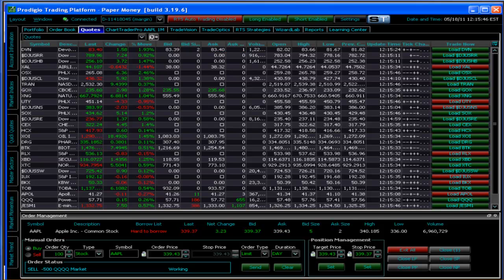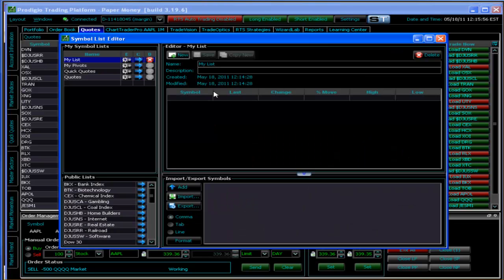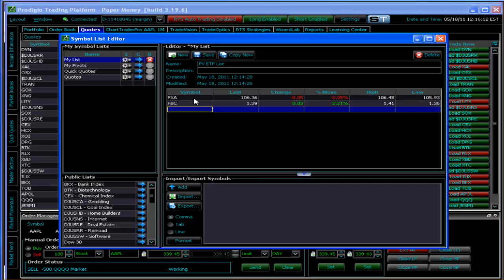Okay, here we go. I thought that's what I was looking for actually. FXA, FXB, etc., etc. Yeah, thanks guys, I appreciate that. So let's build that list in our symbol list editor. I'm going to just call it 4x ETF list. Right, so we're going to put in FXA, FXB, C, etc., etc.